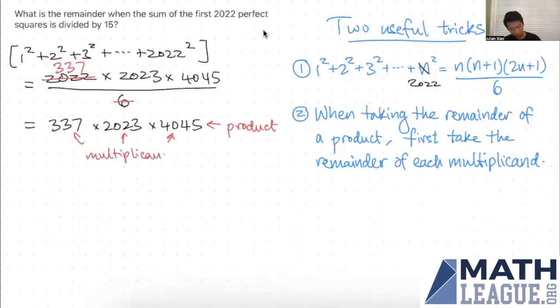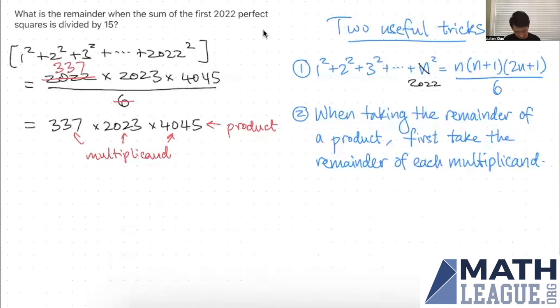Because we want to take this product and divide it by 15, finding the remainder, we can instead take the remainder of each multiplicand first and then multiply them together. And that will result in smaller numbers that we have to multiply together.